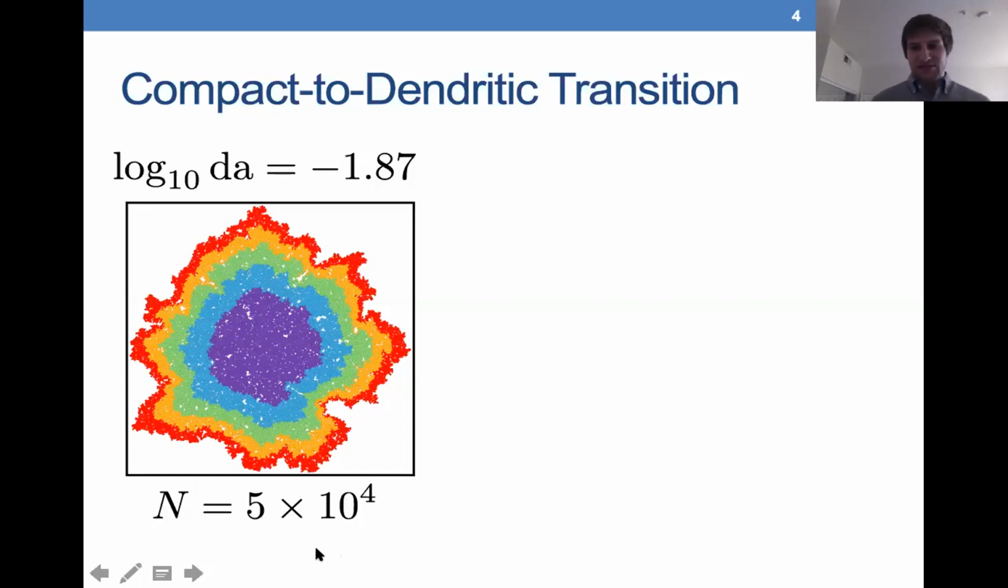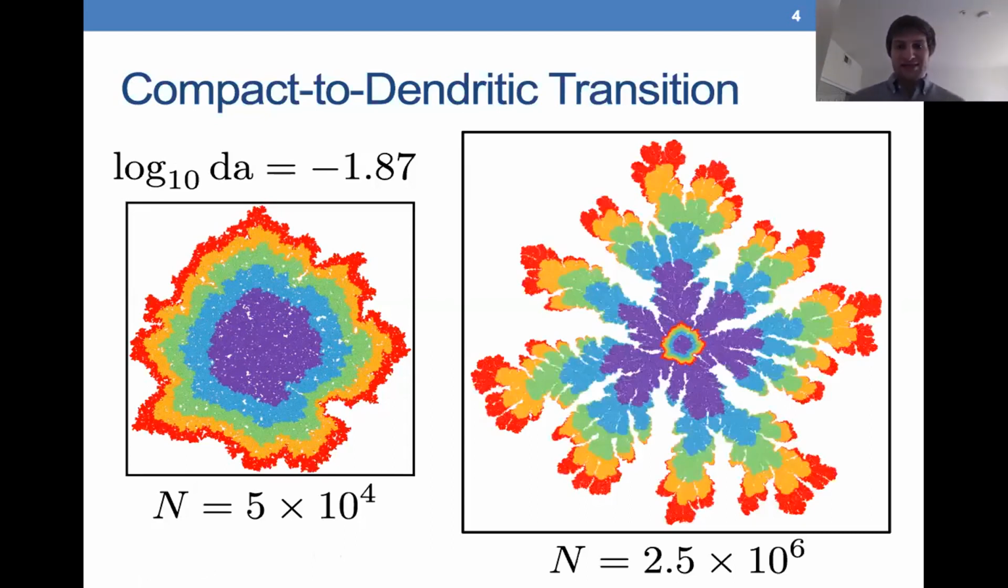Now, that doesn't look too surprising, but as we continue to plate, suddenly we get a transition from something that looked compact into something that has this branching fractal structure. So this is 2.5 million particles, and you can see that this very clear split has happened between this compact structure in the middle and this sort of larger fractal structure.